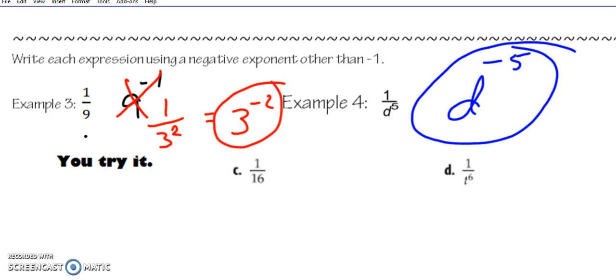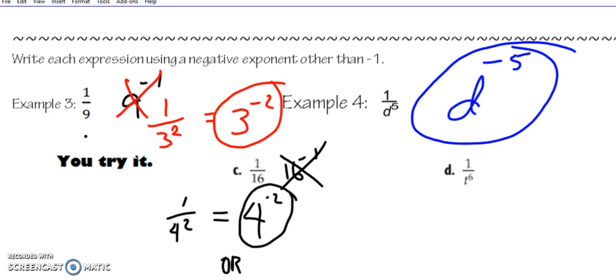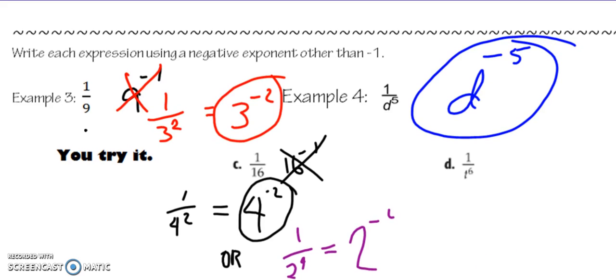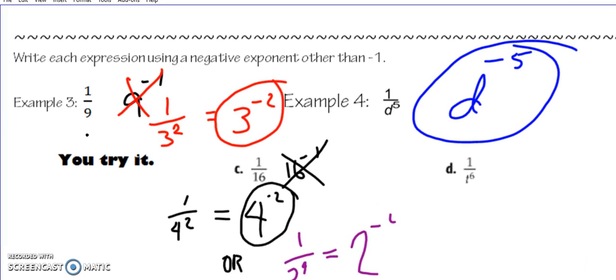Okay, here are the answers. We've got 1 over 16, and they don't want an exponent of -1. So 16 to the negative 1 power is not what they're looking for, and that would be wrong. If you recognize that 16 is a perfect square, it is really 1 over 4 squared, so it'd be 4 to the negative 2 power. But perhaps you saw that 16 was also 2 to the 4th power, and that would be perfectly fine too. So then we'll have 2 to the negative 4 power.